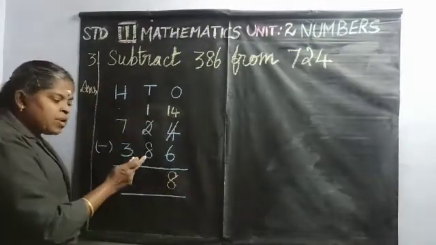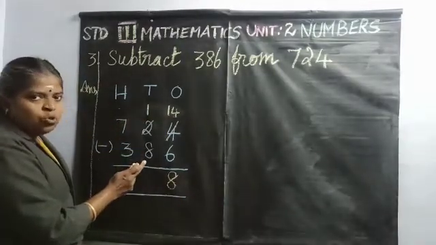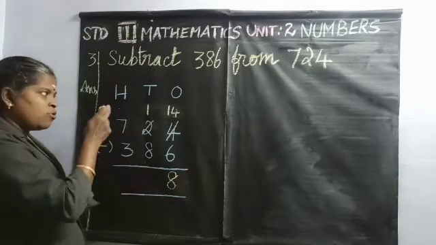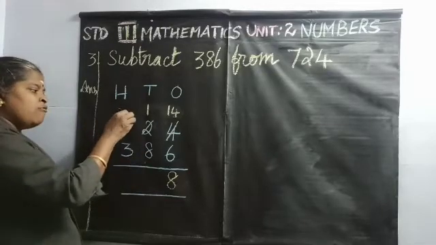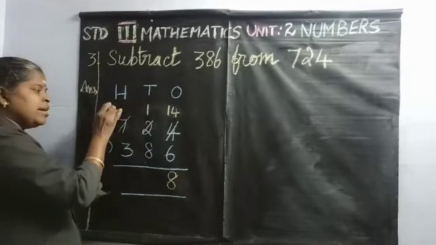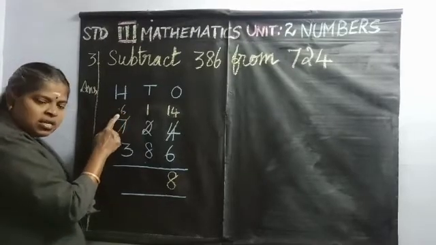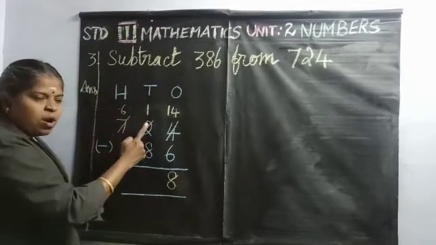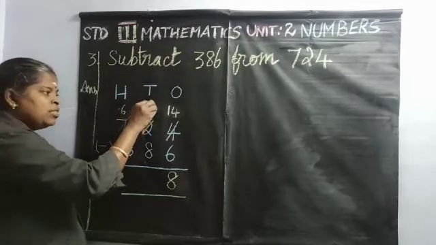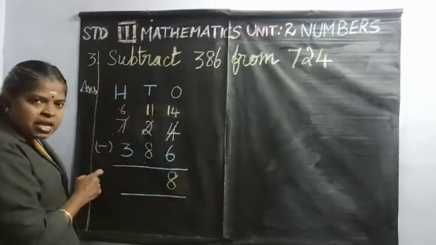Then can you subtract 1 minus 8? No. What do we have to do? We have to borrow from the hundreds place. First strike out here. Write 6 here. Why are we writing 6? We are giving 1 to the tens place. That's why. Then here it became 11.